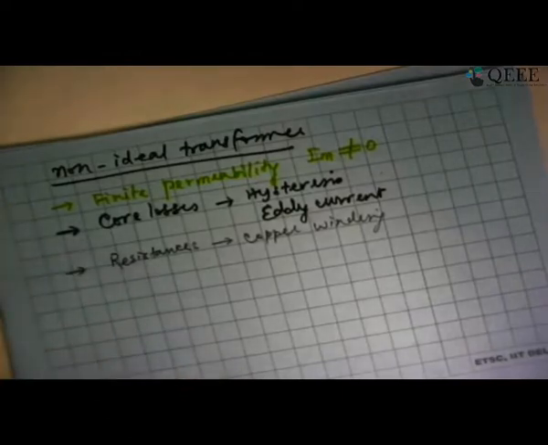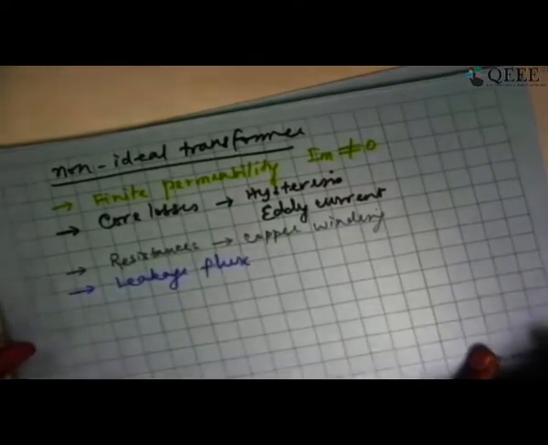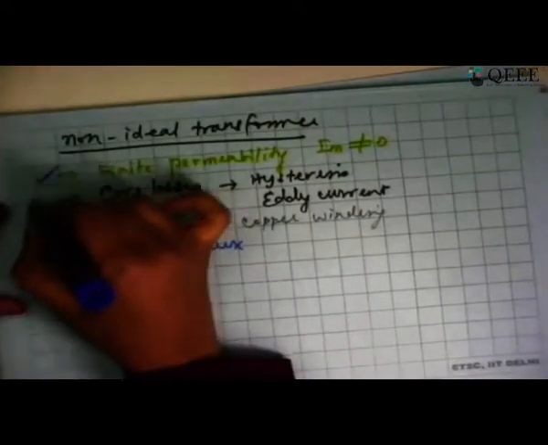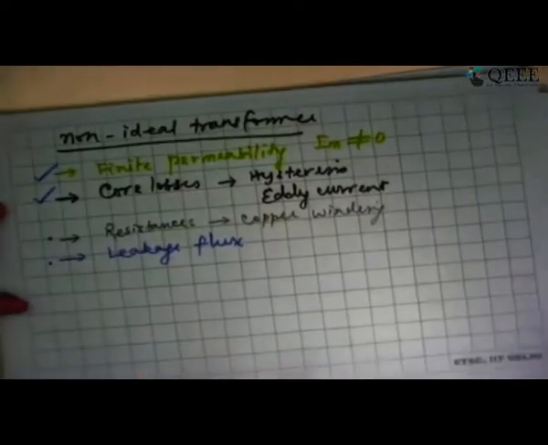Then the third point that we are going to look at is that resistances are there for the winding. These resistances are essentially for the copper winding placed in the form of primary and secondary winding. So what are going to be the effects of this? We'll have to look at that. And the next one that we want to talk about is leakage flux. So these are the four points that we need to talk about. These two have already been discussed. We will try to look at the third point and the fourth point now.